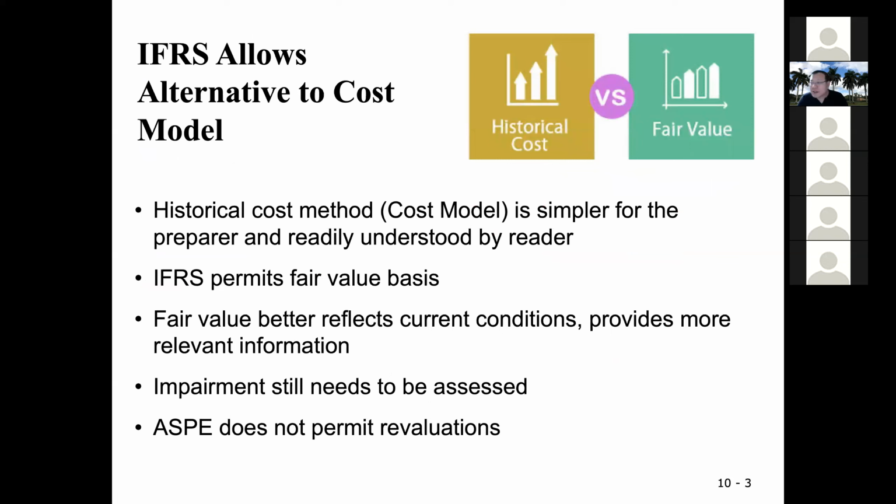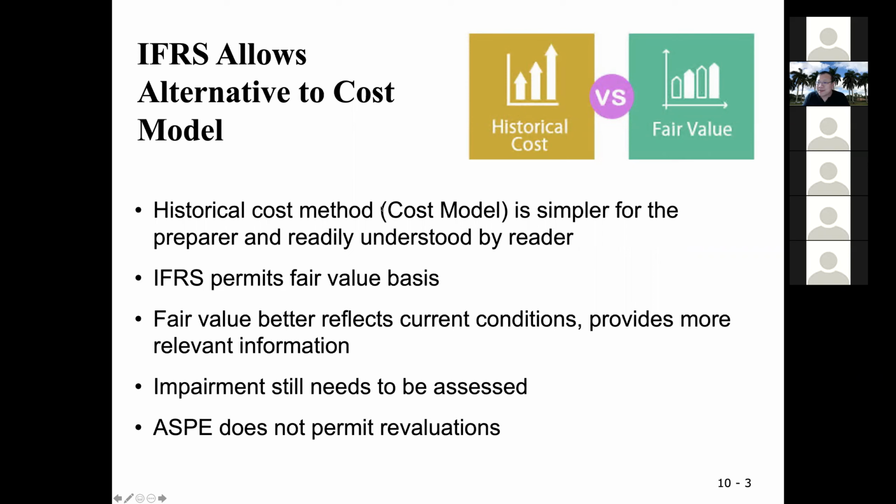So IFRS allows both models, the historical cost model and the fair value model, okay? The benefit of the historical cost model is it's easier, simpler, right? So basically there's an invoice, the cost, and you always report the cost, right? And you recognize depreciation every year, right? So that's easy for the cost model.